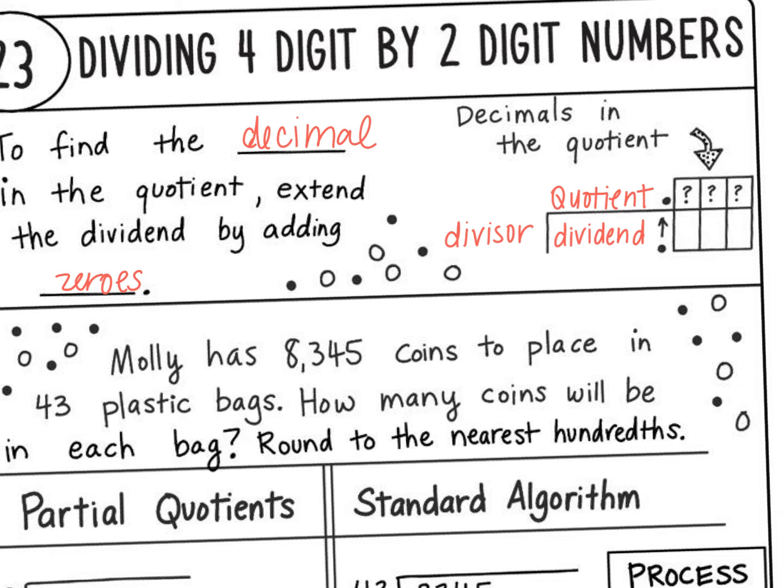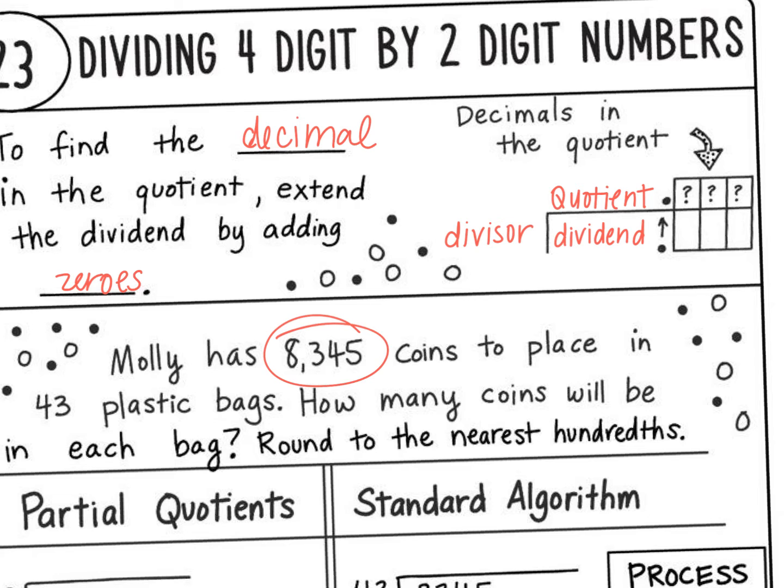Okay, so on the left side where it says partial quotients, we are going to save that for later, okay? Today we're going to just focus on the standard algorithm for dividing by 2-digit divisors. So we have a word problem that we're going to solve, and it says Molly has 8,345 coins to place in 43 plastic bags. It's a lot of coins to separate into 43 bags.